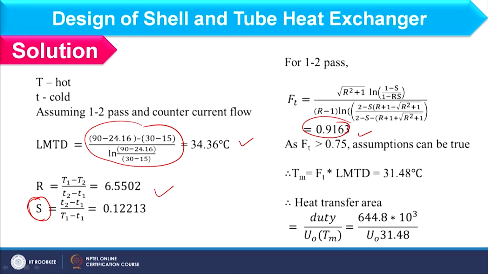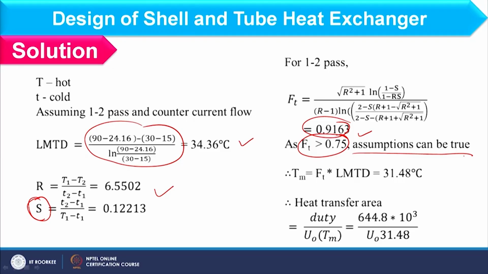Here you should check that the FT correction factor should be more than 0.75. So, this assumption is valid over here. Now, the point is, if it comes less than 0.75, what do we have to do? We have to increase the shell pass, right. So, instead of a 1-2 shell and tube heat exchanger, we should consider 2-4 passes in the shell and tube heat exchanger, okay. But here in this case we are on the safer side, so we will proceed with the same value.